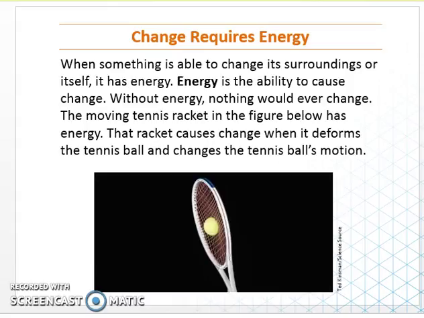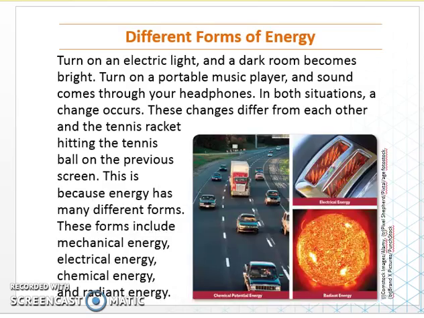When something is able to change its surroundings or itself, it has energy. Energy is the ability to cause change. Without it, nothing would ever change. The moving tennis racket in the figure below has energy. The racket causes change when it deforms the tennis ball and changes the tennis ball's motion.